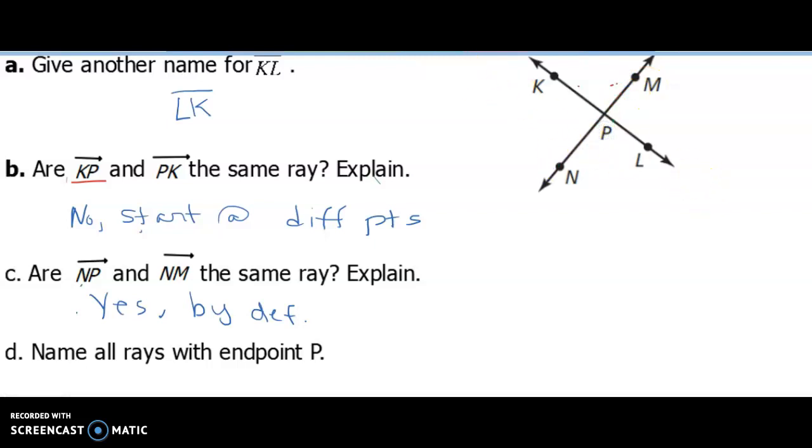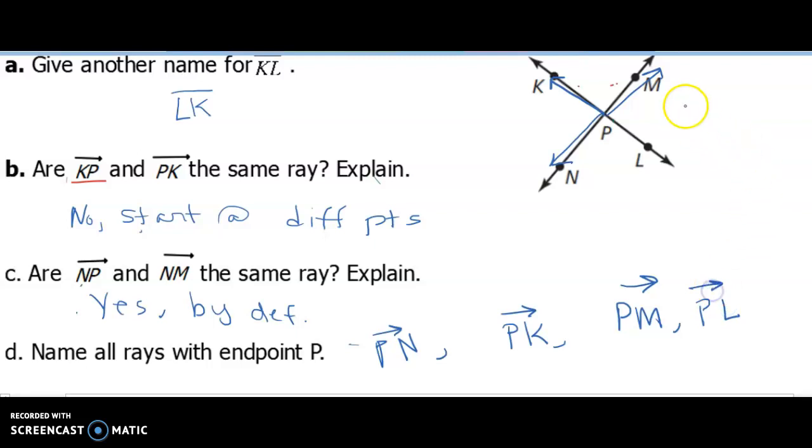All right, last but not least, name all rays with endpoint at P. So we have PN, because that would be from P to N. We would have PK, that would be from P to K. We have PM, that would be from P to M. And last but not least, we have PL, that would be from P to L in the same exact direction.